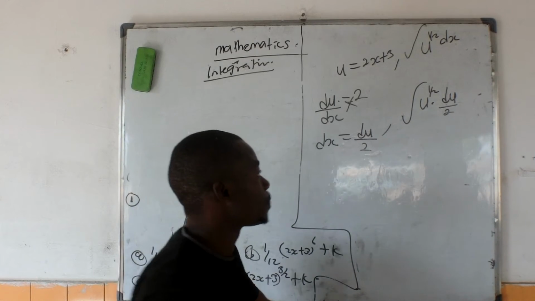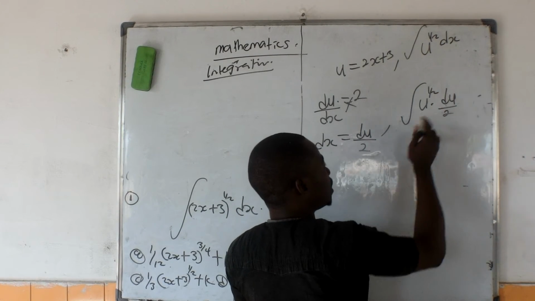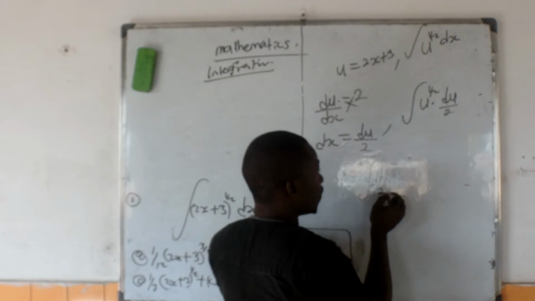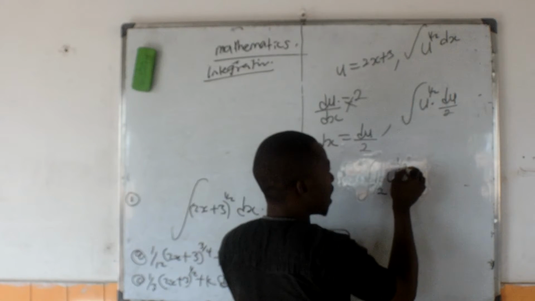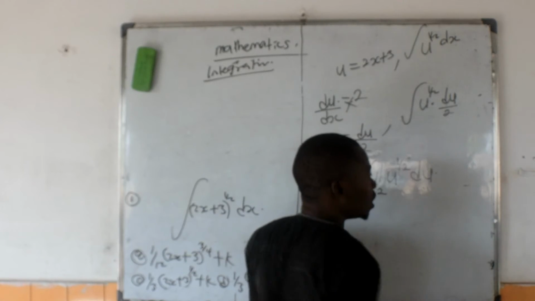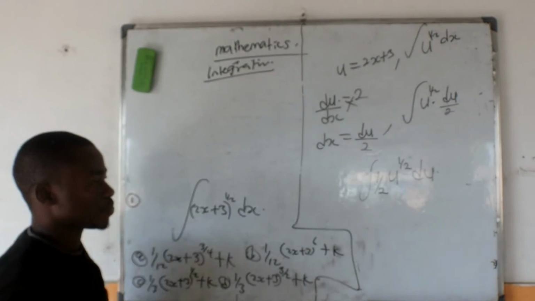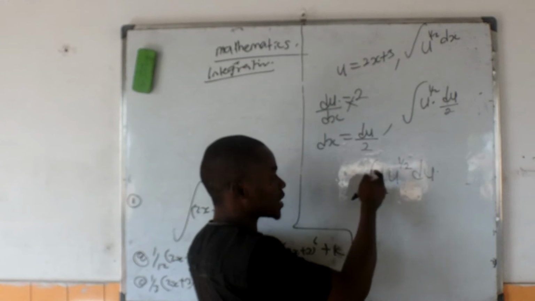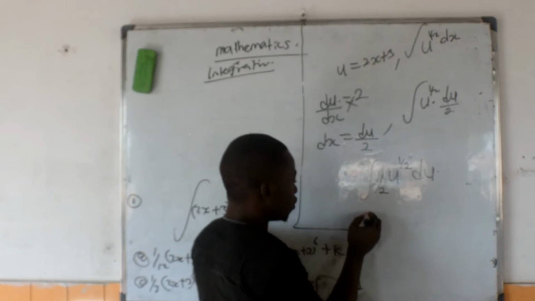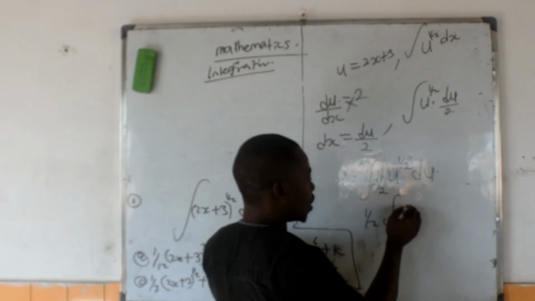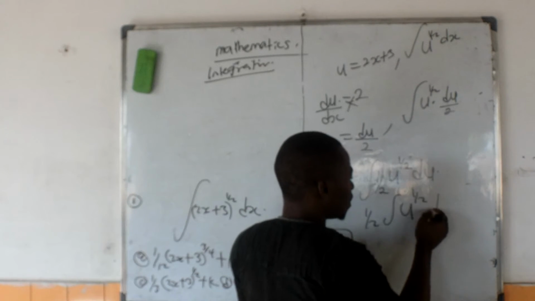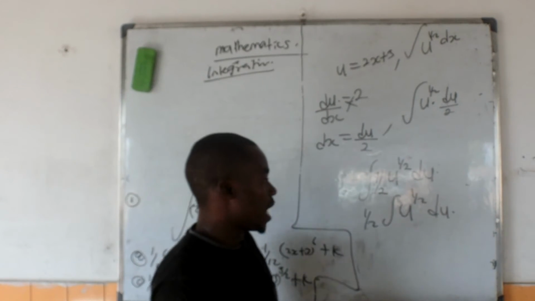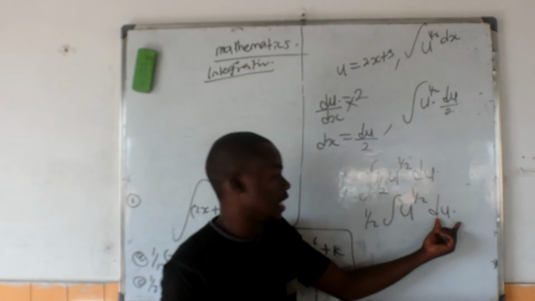So now this one, you can bring this 1 over 2. You say 1 over 2 u raised power half, then you have du. Okay? You can treat this one as constant. This is half. You can treat the constant by bringing this half out. You have half in the middle of u raised by half du. So you can do it like this. Then you can now start integrating u in respect to du.